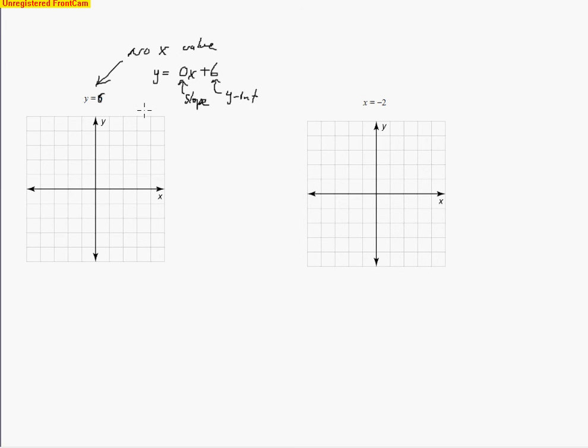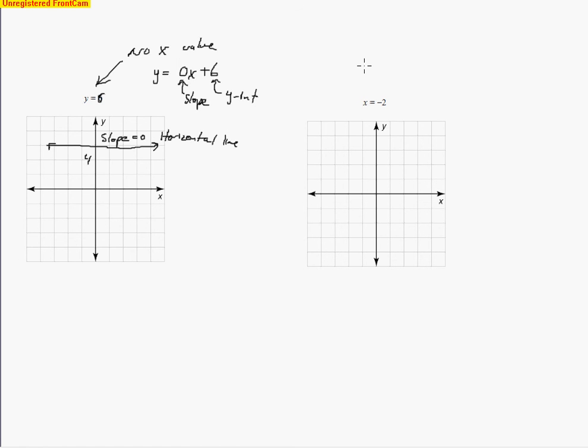So I can't fit 6 on here, so I'm going to go by 2's again. So this is 2, this is 4, this is 6 right here, and so it's going to be this horizontal line that goes right through y at 6. So whenever the slope is 0, we've got ourselves a horizontal line. So the slope was 0, horizontal line. Anytime you've got just y by itself, that's going to end up being a horizontal line.